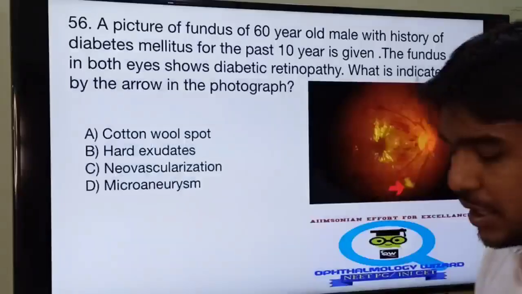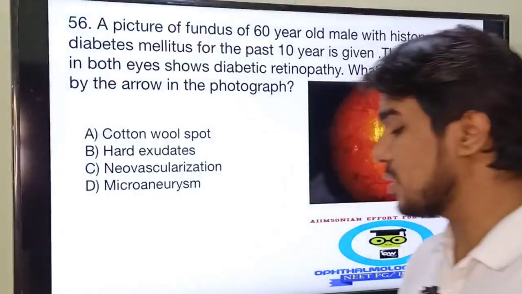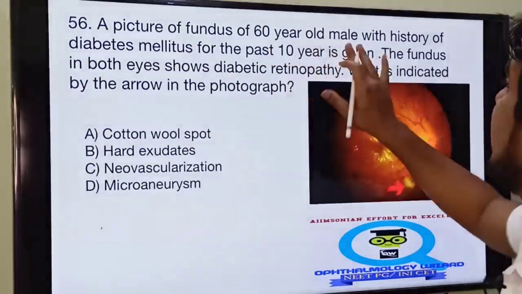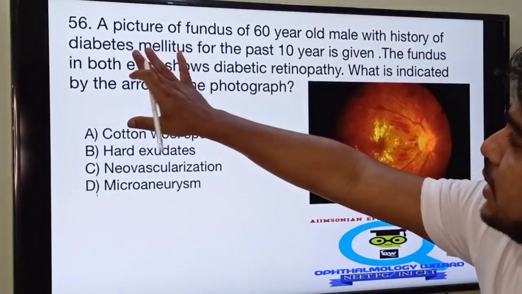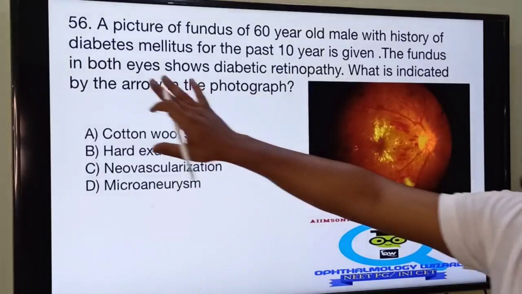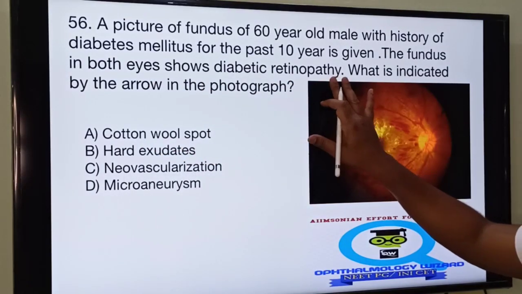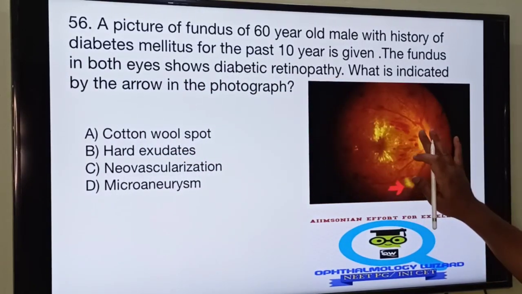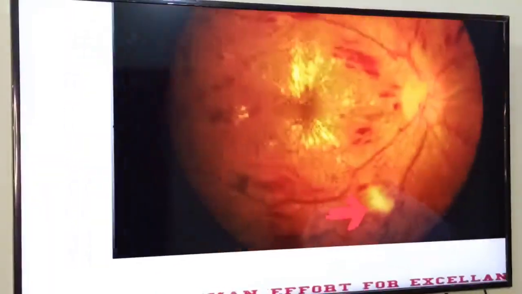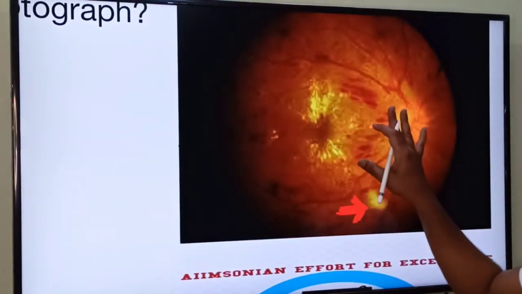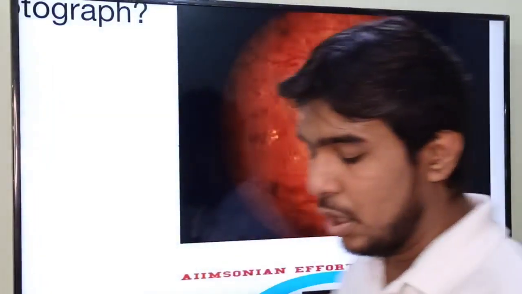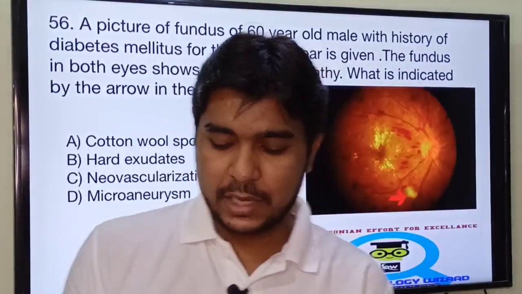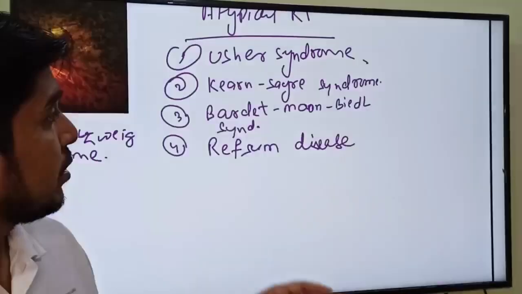Now coming to the next question, a picture of the fundus of a 60-year-old male with a history of diabetes mellitus of 10 years. The fundus in both eyes shows diabetic retinopathy. So this is diabetic retinopathy, already given in the question. Now what does this arrow indicate?